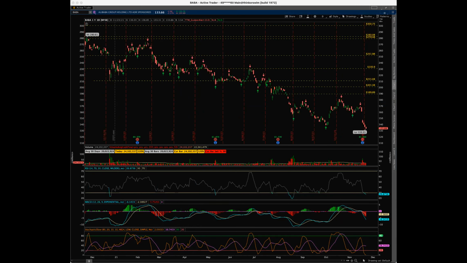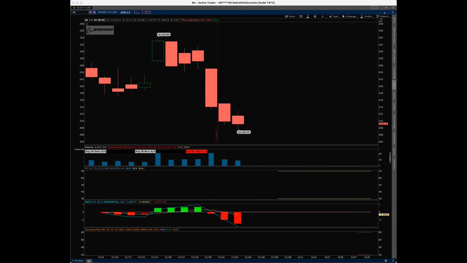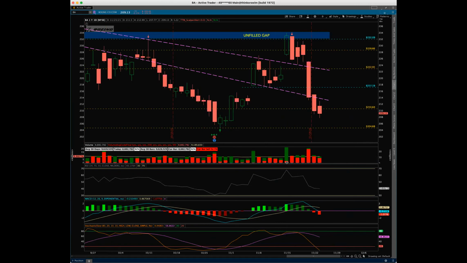So here, let me see, Boeing, obviously. Yeah, we're in Boeing. Obviously this broke down. It should have been my stop loss. But when I'm swing trading, if I see this on the trend line and I see this kind of bounce here, I'll take my shot to the upside. If it breaks below, I'm out. Like I said, I'm not the best swing trader.